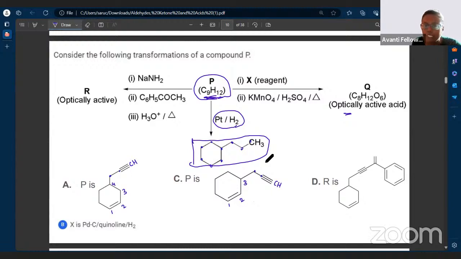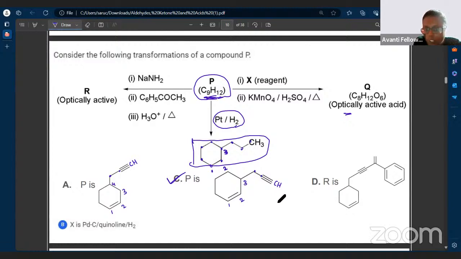Now, which is going to be right? You have to find out from option A and C. Can you guess whether A is going to be right or C is going to be right? See, here it is 1, 2, 3, 4. Now, when you number from here, it is going to be 1, 2, 3. So which is going to be right? Option C is going to be right. This will be your P.